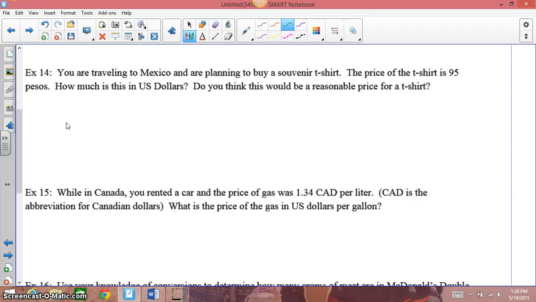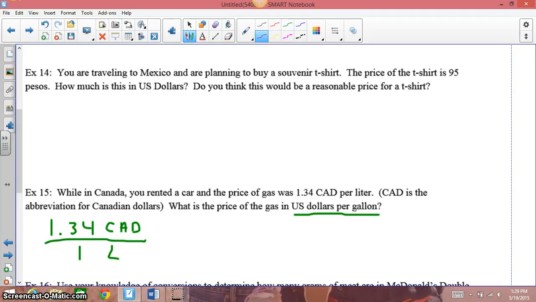So looking at example 15, it says, well, in Canada you rented a car and the price of gas was $1.34 Canadian dollars per liter. I want to know, well, then what's the price in US dollars per gallon? So start with what we know. This will be another case where we have to convert two units. So $1.34 Canadian dollars for every 1 liter. And so notice then I want to convert both of these because I want to go to US dollars per gallon. Again, it doesn't matter whether you want to get rid of the Canadian money or the liters first, you just got to get rid of both of them.